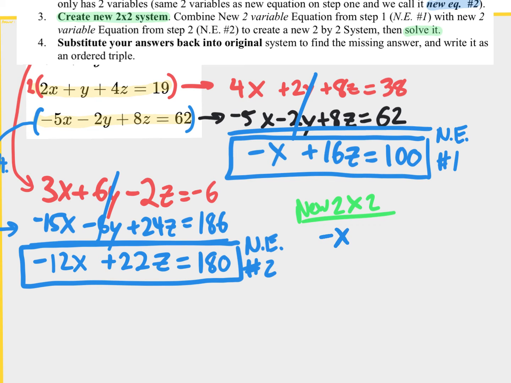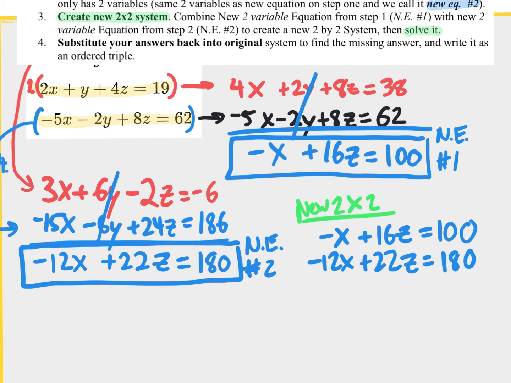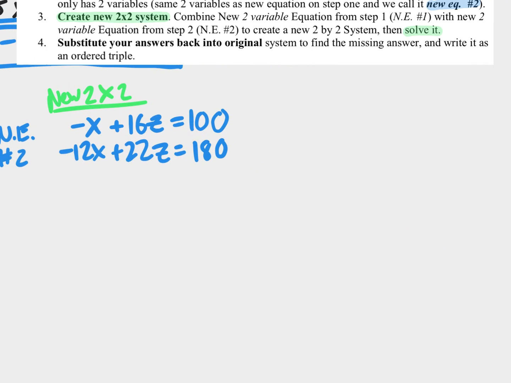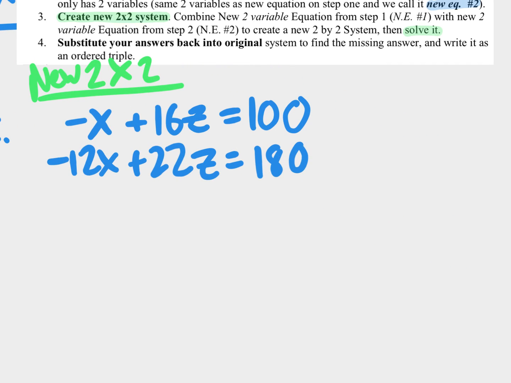First one is negative x plus 16z equals 100. And the other one is negative 12x plus 22z equals 180. Okay, so there's our new 2x2 system. All I did was rewrite this one and rewrite this one right there, and I have my new 2x2 system. Now I could temporarily ignore everything else and just focus in on this nice, beautiful new 2x2 system and decide, do I want to cancel out x's or z's?